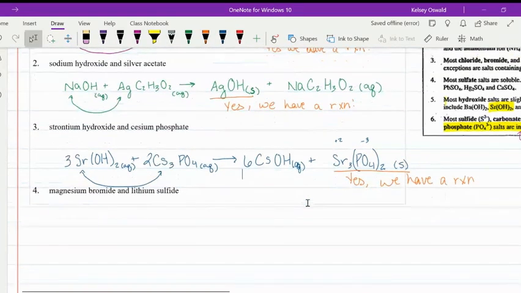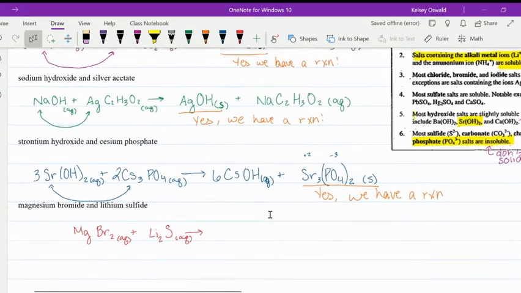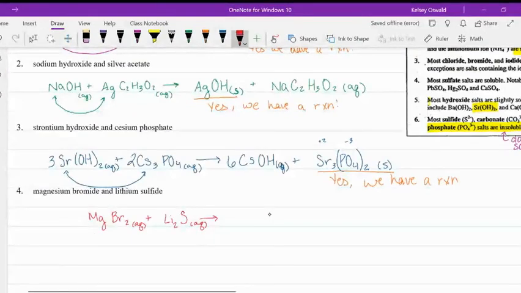So then the last one here is with magnesium bromide. Mg has a +2 charge, Br is -1, so we'll have MgBr2. And then lithium has a +1, sulfur is -2, so I need 2 of those lithiums here. Again, we can always assume that these reactants are aqueous solutions. They're going to be dissolved in water. And again, we're going to have a double replacement reaction, so our 2 positive ions are going to flip-flop places.